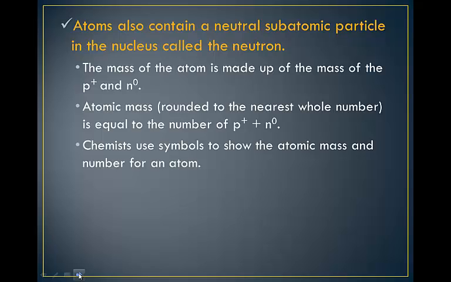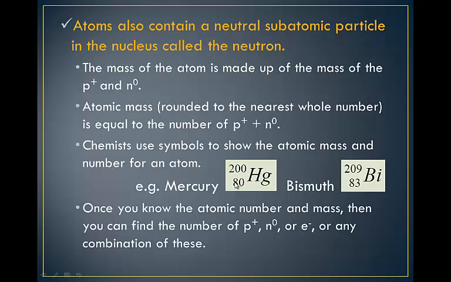Because of this, chemists use a symbol to show both the atomic mass and the atomic number for an atom, where the bottom number is always your atomic number. So we know for mercury that number is 80. The atomic mass is always written at the top in front as a superscript, so for mercury it must be 200. Once you know the atomic number and the mass, then you can find all three identifying subatomic particles.